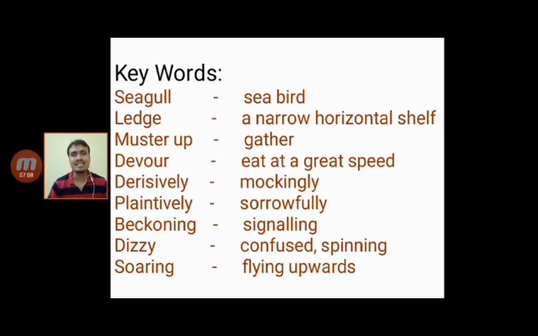Students, now let's discuss some of the keywords from the chapter. First word is seagull, and do you know what a seagull is? A seagull is a sea bird which is generally found near the oceans and seas. Generally they are known for their skill in hunting fish. The next word is ledge. A ledge is a narrow horizontal shelf.